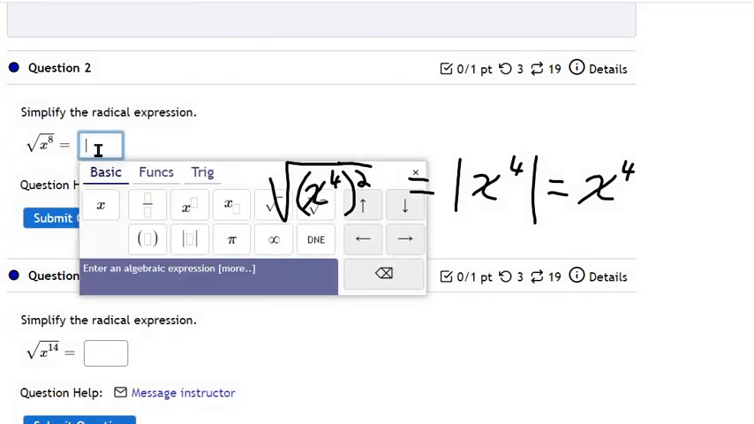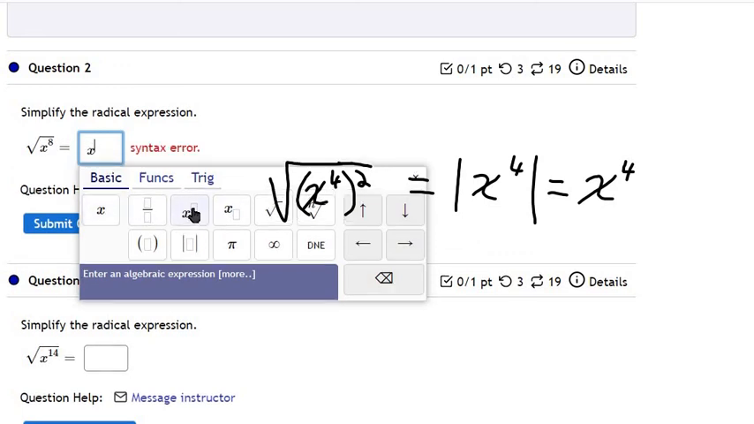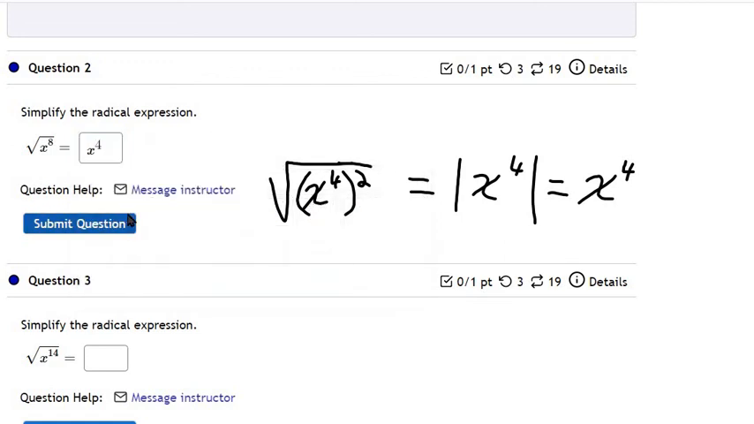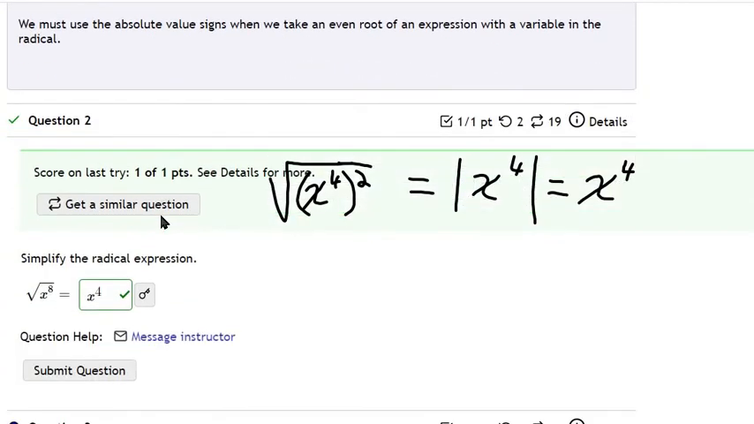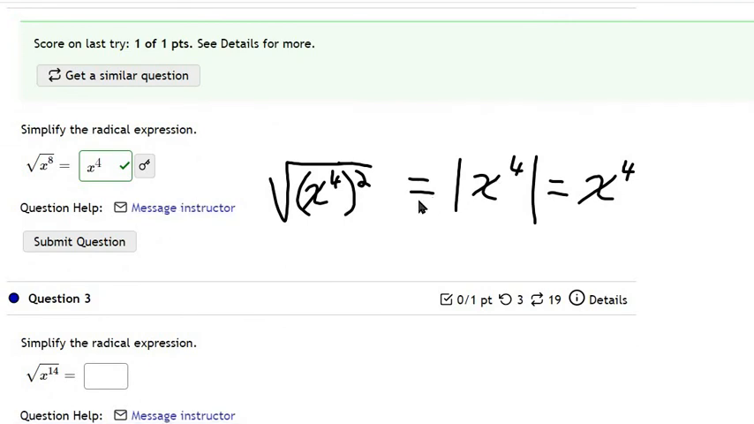And I'll just type that in here. X to the power of 4. Oops, that's a 1. 4. All right, and then the next question is very similar. I'm doing it pretty much the same way I did this one. So the next question is x to the 14.